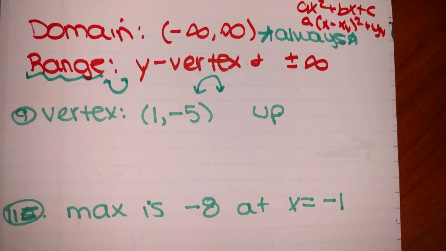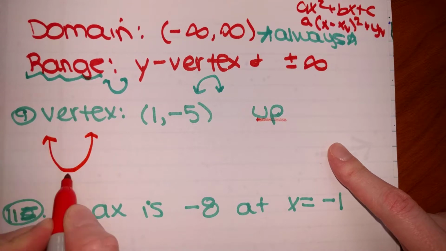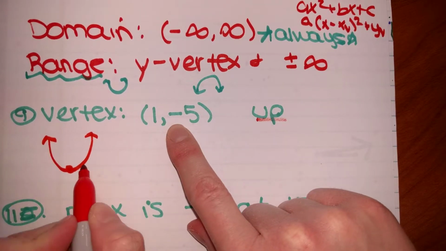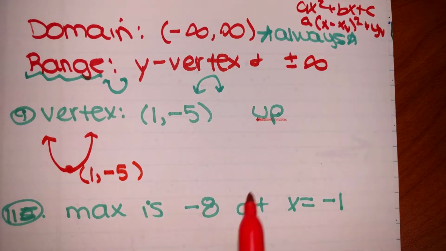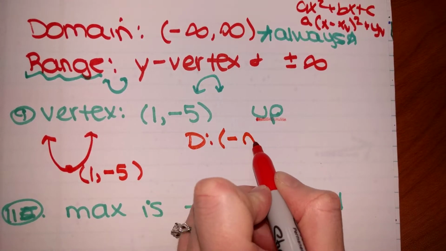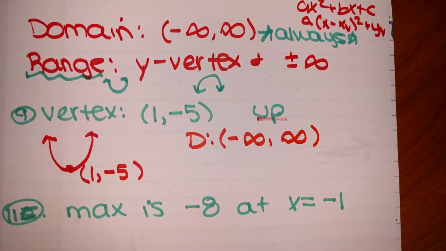So on these questions 9 through 12, where they ask for the domain and range, what I like to do is just kind of draw myself a little picture of what's happening. So this tells us that the parabola opens up, and so the lowest point will happen at that vertex of 1, negative 5. Now, again, the domain, you don't even have to blink an eye. That is always going to be negative infinity to infinity because there's no denominator, there's no square root.